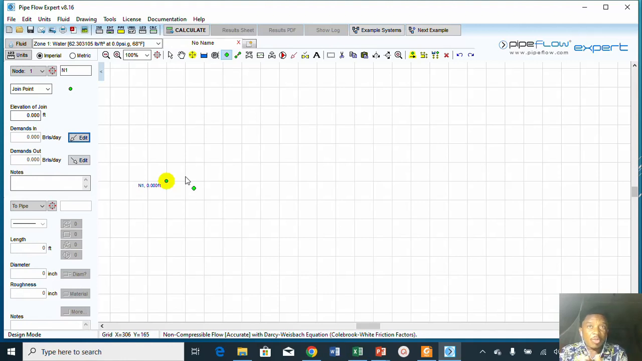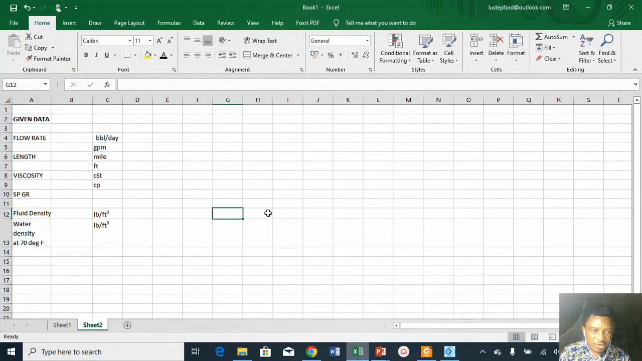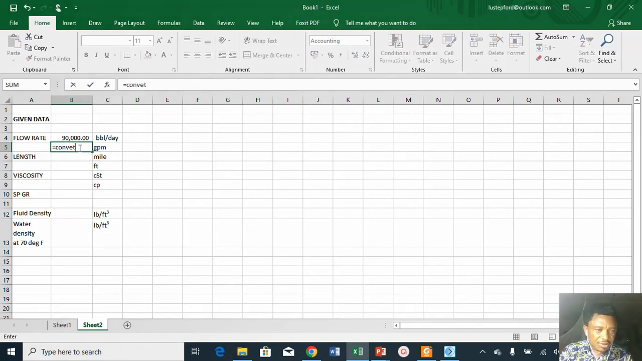Then we model the fluid we are going to use, and also model the system in order to solve the problem. First we're going to do conversion, and we're going to do it in Excel. They gave us 90,000 barrels per day. We need to change it to gallons per minute. To do that, I'll say equal to, and use a conversion formula here.